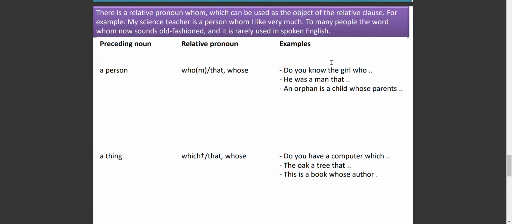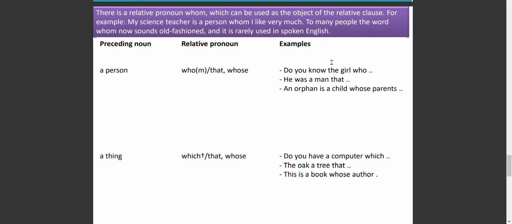Okay, now let's take more explanation. There is a relative pronoun whom which can be used as the object of the relative clause. For example, my science teacher is a person whom I like very much. To many people, the word whom now sounds old-fashioned and it is rarely used in spoken English. Preceding noun, relative pronoun examples: person who, that, whose. Do you know the girl who? He was a man that. And an orphan is a child whose parents. Right?